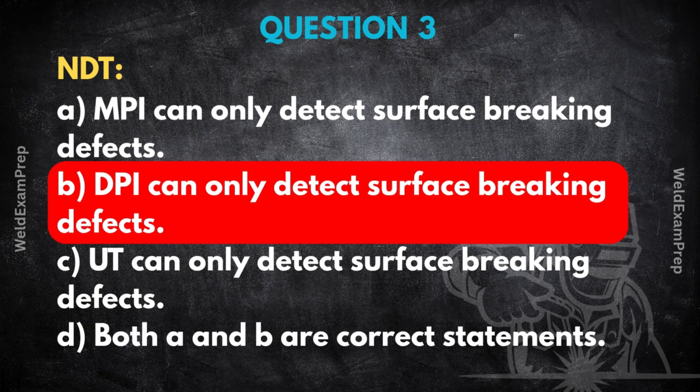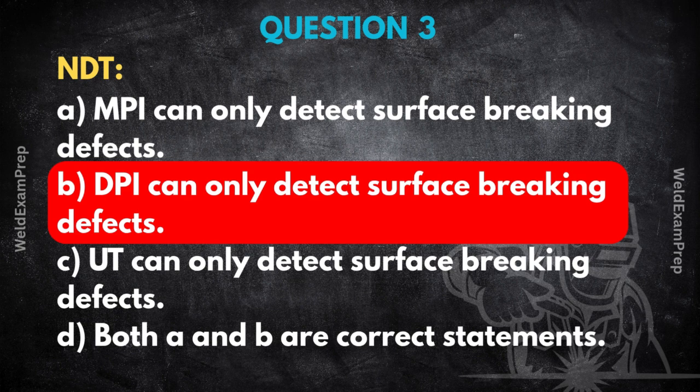So DPI is surface only. Why aren't MPI and UT limited in the same way then? What's different about them? Okay, let's take MPI, magnetic particle inspection. MPI is actually a bit more capable. It can find both surface-breaking defects and defects that are just below the surface, near-surface defects. It works by setting up a magnetic field in the part, assuming it's ferromagnetic, like steel. Flaws disrupt this field, creating what's called a leakage field. Magnetic particles sprayed on the surface gather at these leakage points. Because the magnetic field goes slightly into the material, it can pick up those flaws that aren't quite open to the surface but are close.